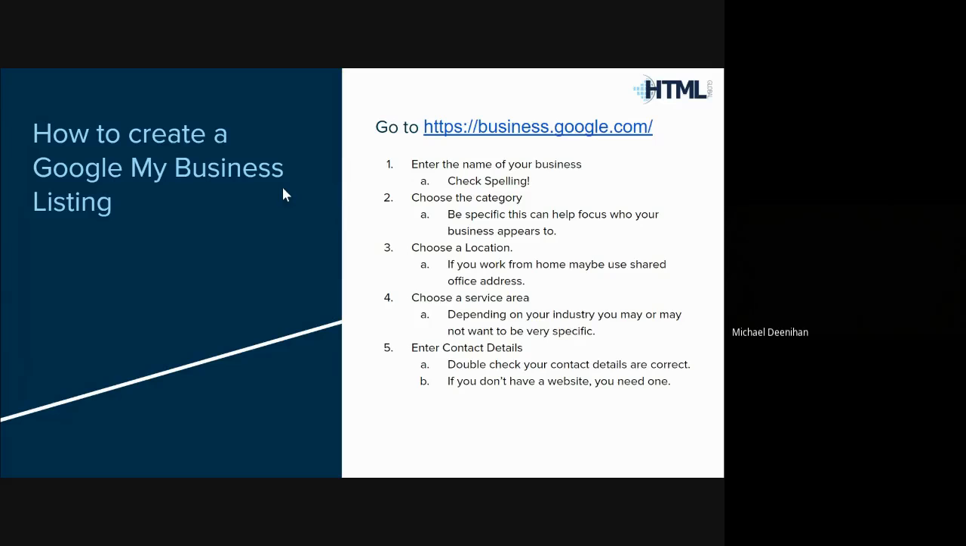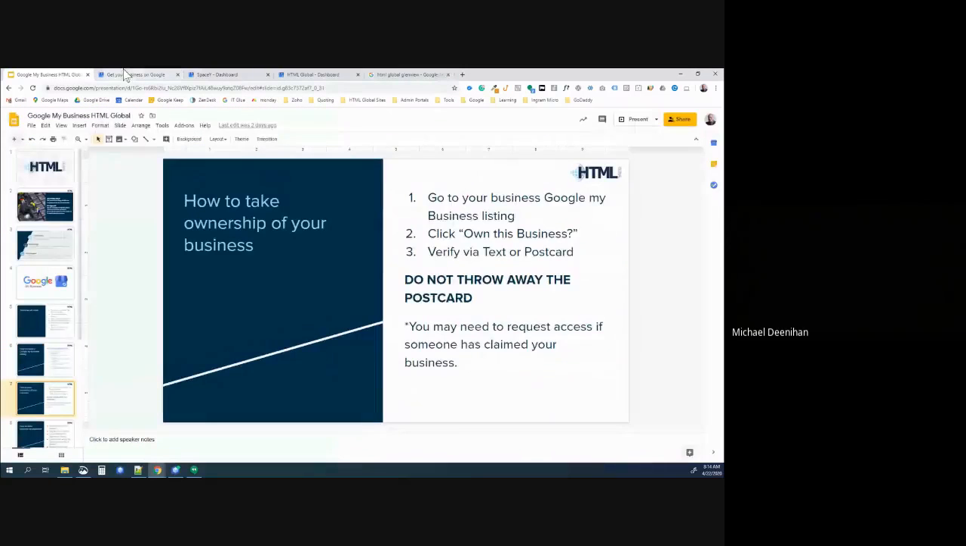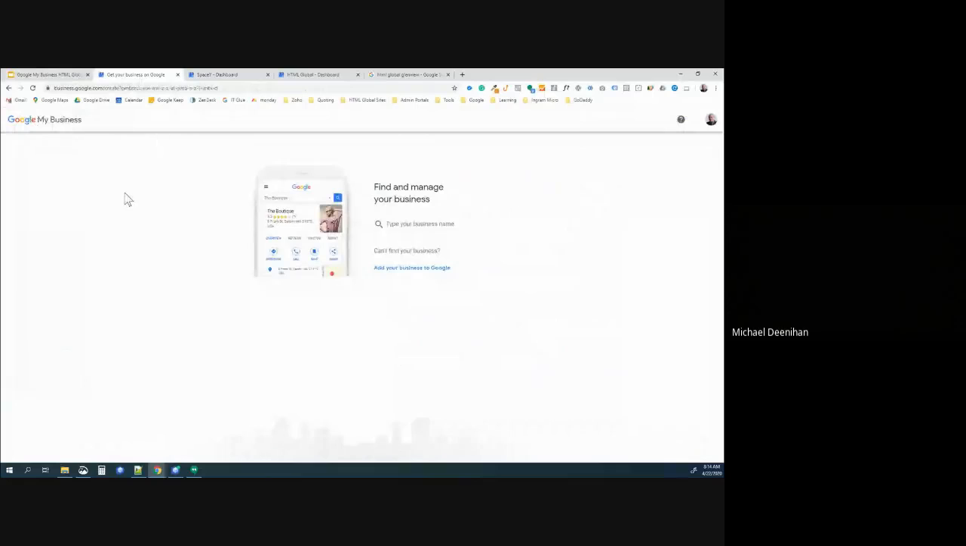It adds a level of legitimacy to your business that you need. So right now, instead of just going through more bullet points, I'm going to show you where you're at. This is how you actually create a business on Google My Business. All you have to do is go to business.google.com. You need a Google account to do so.